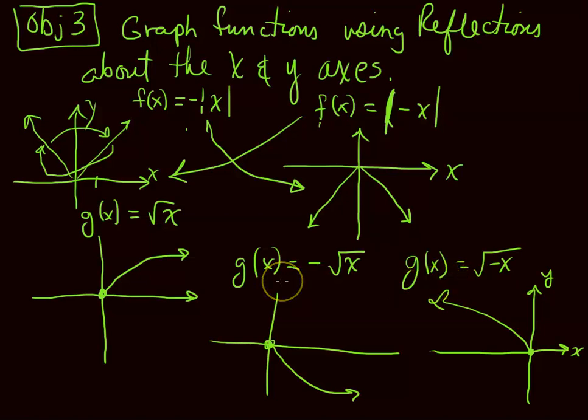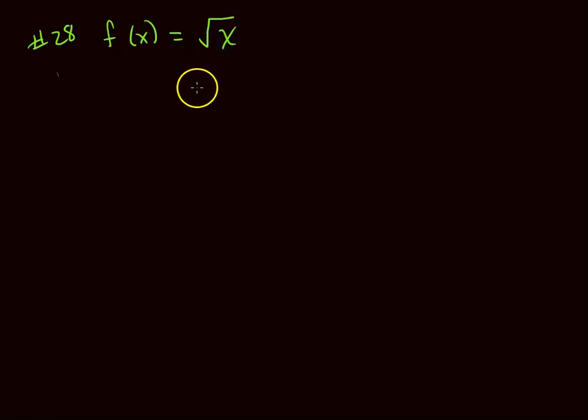In fact, that's problem number 28. Let's go through that. We're taking our function f of x equals the square root of x. They want to reflect it about the x-axis, shift right 3 units, shift down 2 units, and then write those out. Okay. So I reflect about the y-axis or x-axis.